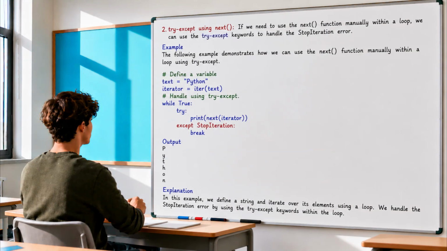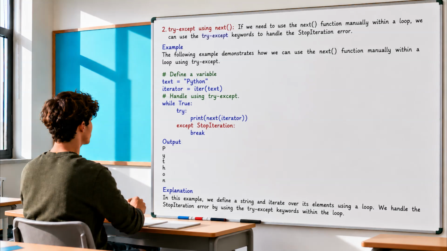2. Try except using next. If we need to use the next function manually within a loop, we can use the try except keywords to handle the stop iteration error. Example. The following example demonstrates how we can use the next function manually within a loop using try except.